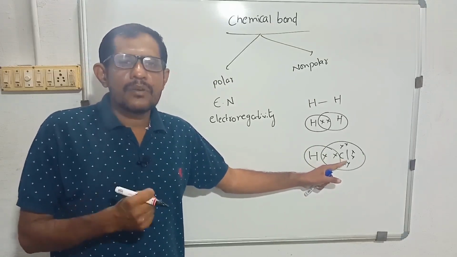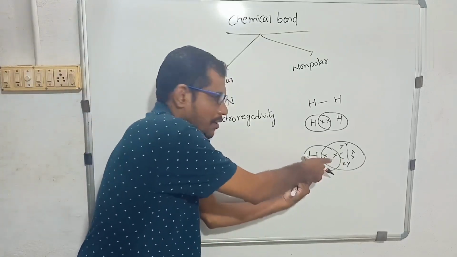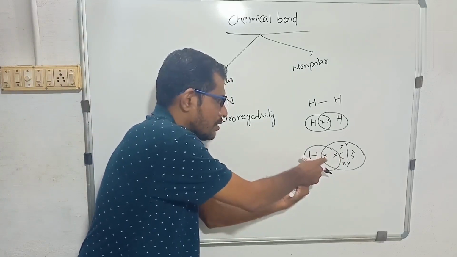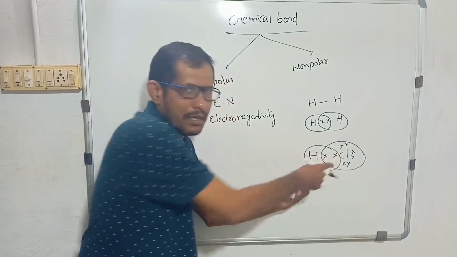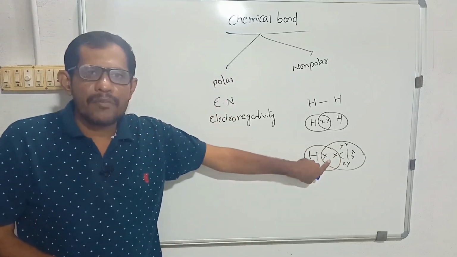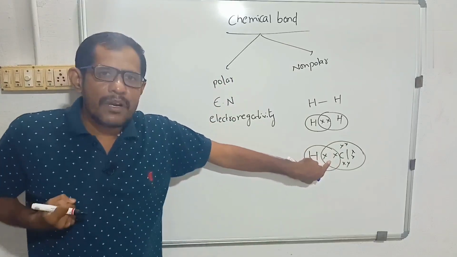The tendency to attract a shared pair of electrons. This is a hydrogen electron and this is a chlorine electron. Both are sharing, so this is a shared pair of electrons. So electronegativity is the tendency to attract a shared pair of electrons.